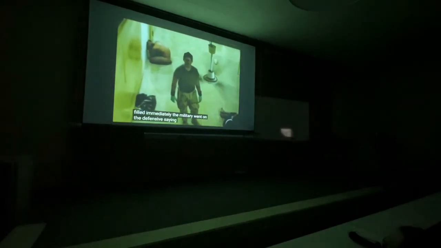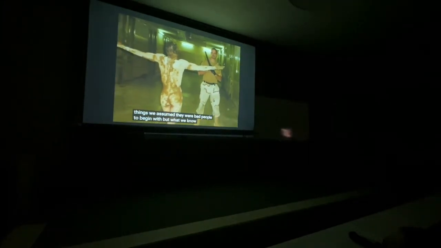When the images of the abuse and torture in Abu Ghraib were revealed, immediately the military went on the defensive, saying it's a few bad apples. When we see somebody doing bad things, we assume they're bad people to begin with. But what we know in our study is there are a set of social psychological variables that can make ordinary people do things they never could imagine doing. At Abu Ghraib, ordinary people perpetrated extraordinary abuses. To understand why, it helps to reach back to the lessons of Zimbardo's experiment, how people respond to a cruel environment without career rewards.